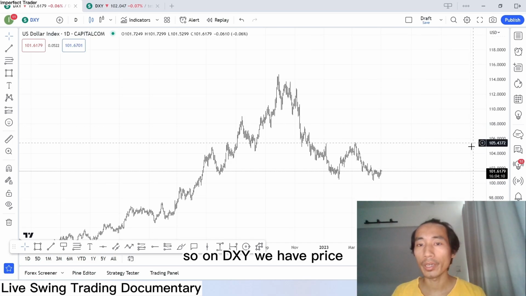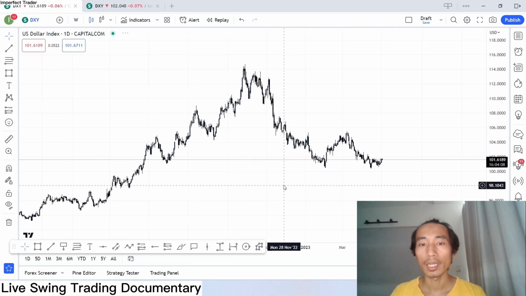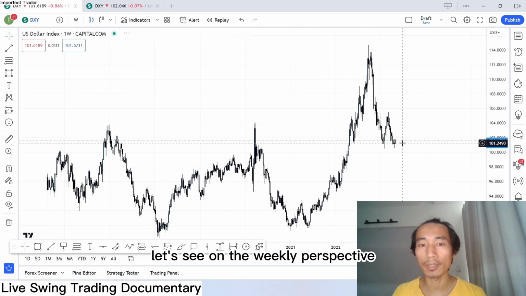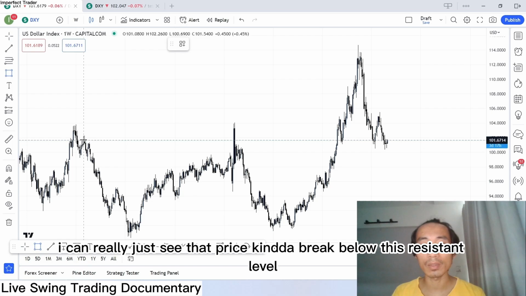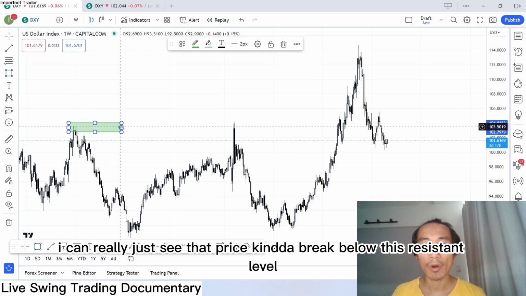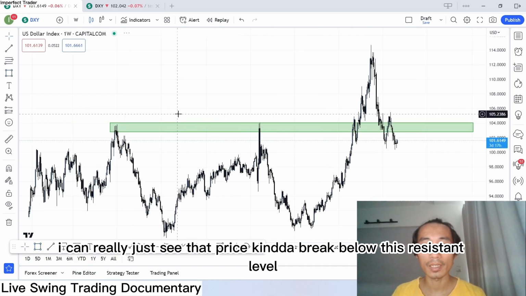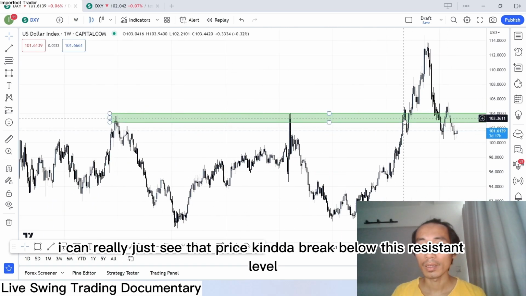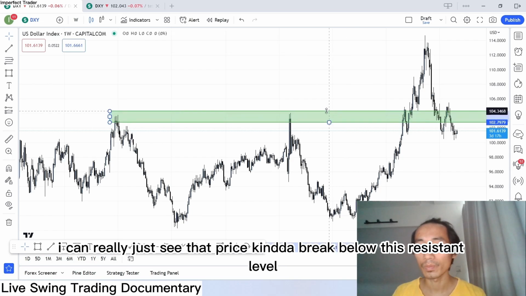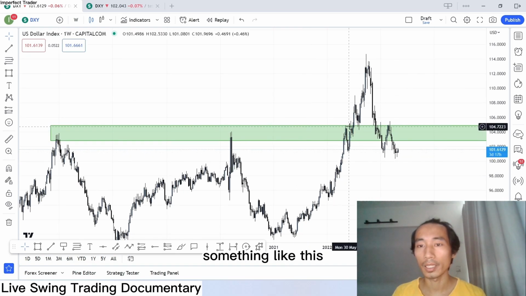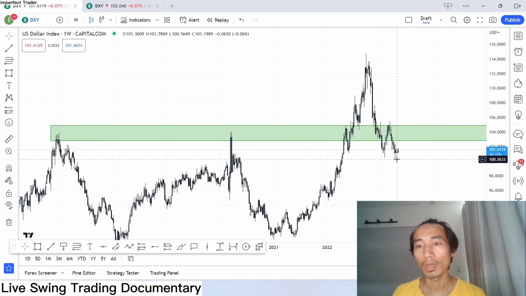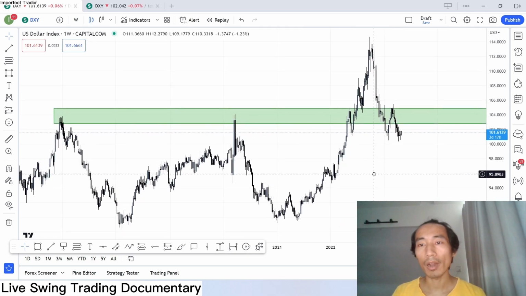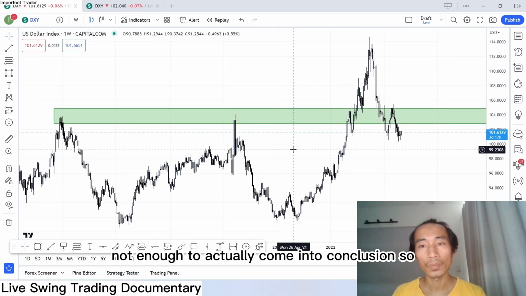So on the XY we have a price. Let's see on the weekly perspective. If I see on weekly, I can really just see that price is kind of breaking below this kind of resistance level, something like this. It's retesting and now it's going down. But to be honest, it is not enough to actually come to a conclusion.